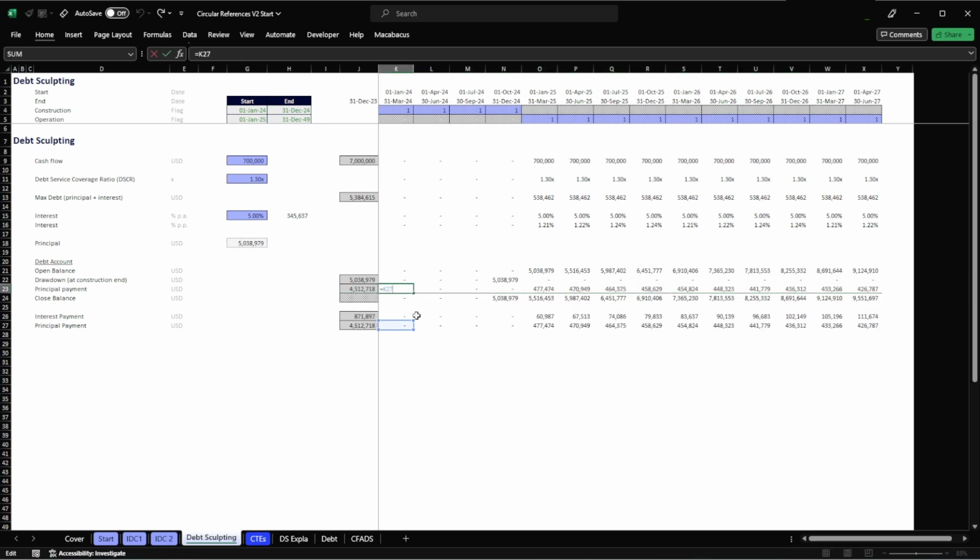But we have to multiply by -1. So let me redo it. It's going to be equal to this number here multiplied by -1, because it should be a negative. There we go. Everything is correct now.